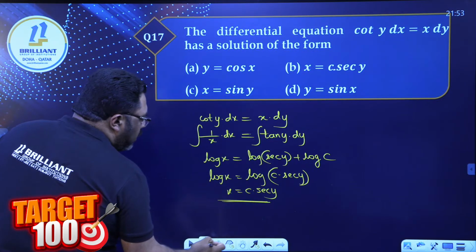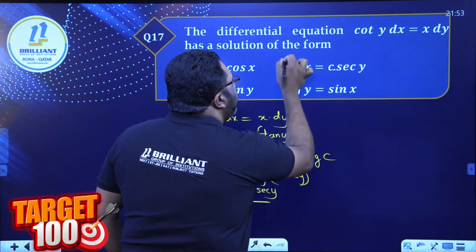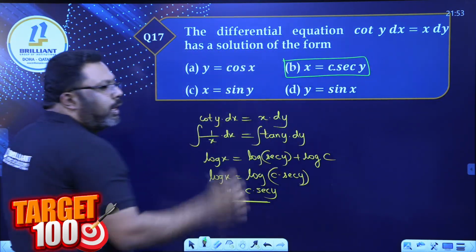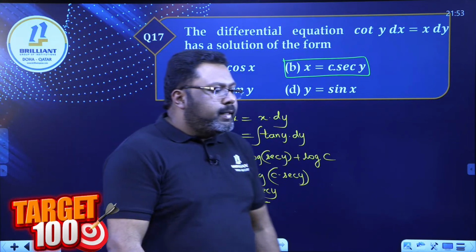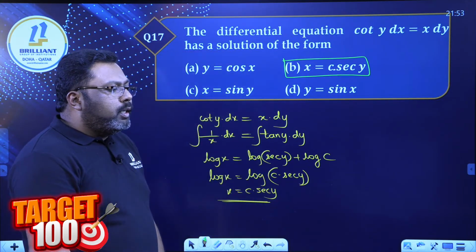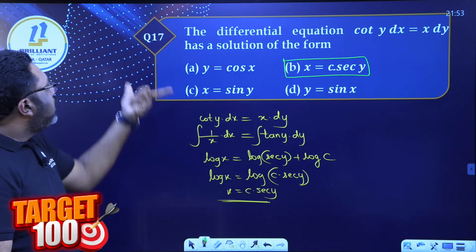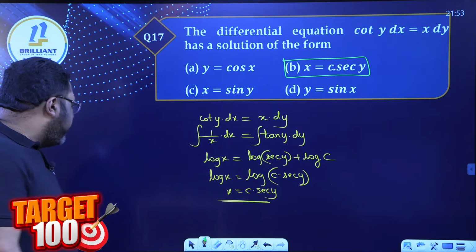So you can see it in option B. x is equal to c sec y. Right answer, Nitin. Right answer, Drivil. Okay. So question number 17, again a solution type question.